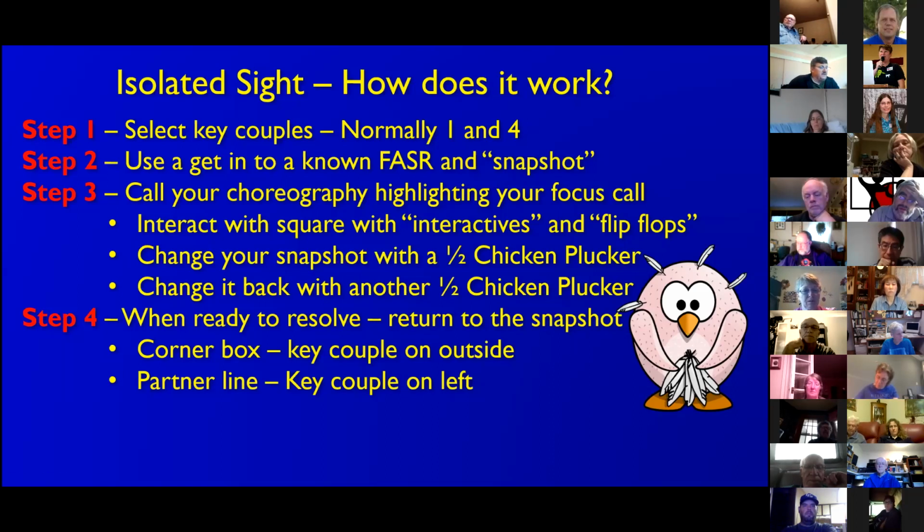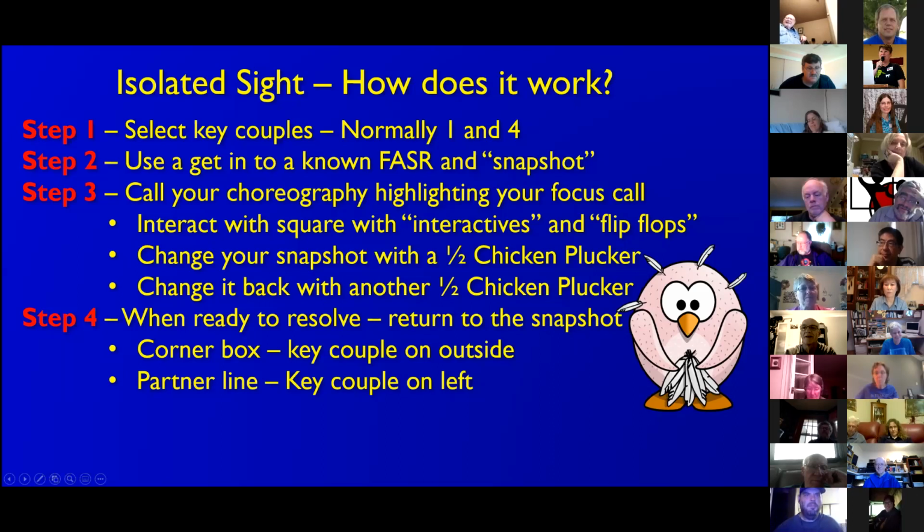And that's what I do when I'm getting ready to resolve. Once I'm ready to resolve, I get back into that corner box. I can either say allemande left or do a resolution. And I can do exactly the same thing with a partner line. The partner line, the only difference is the secret, you keep the key couple on the left. So, did that make sense to everybody? Probably not.